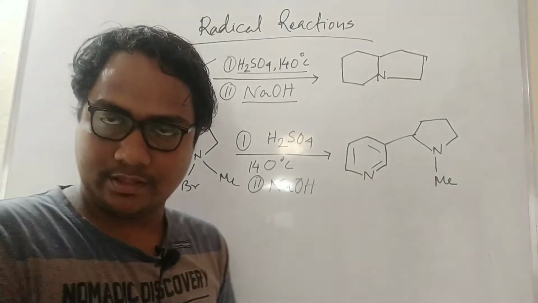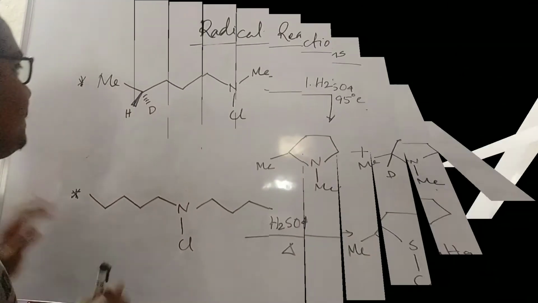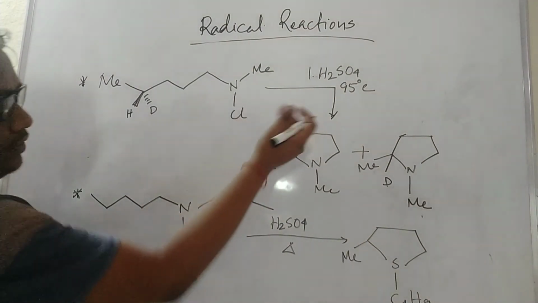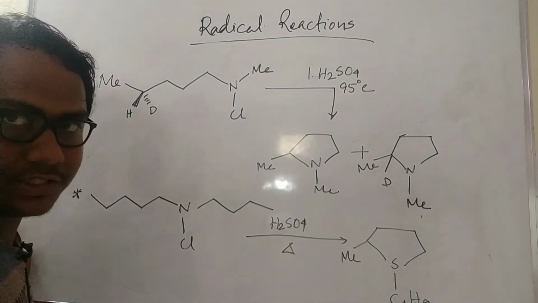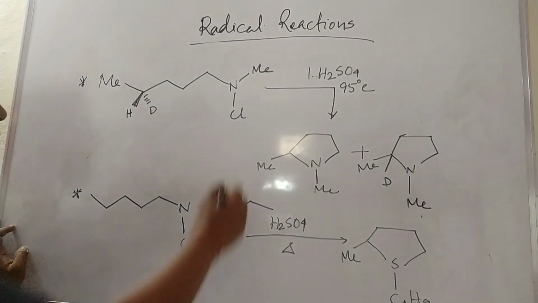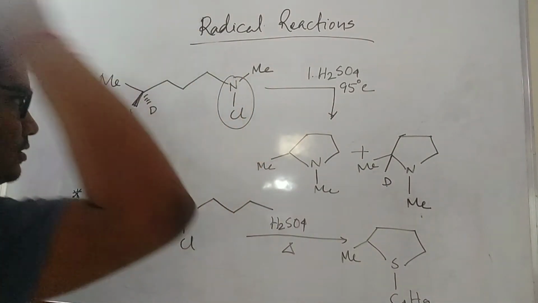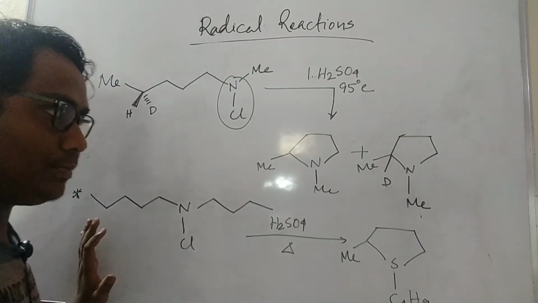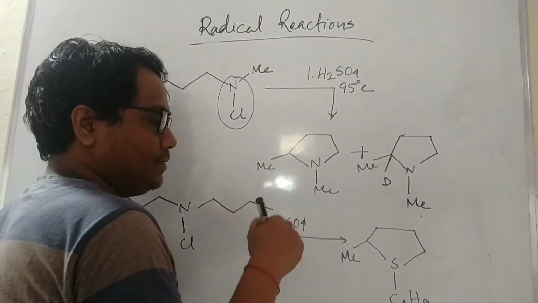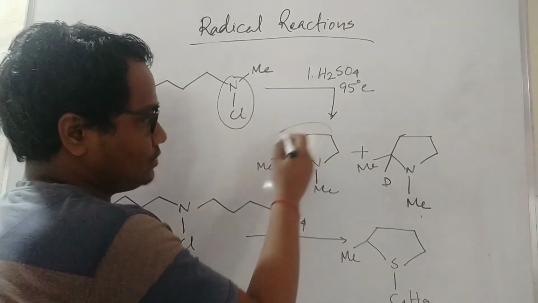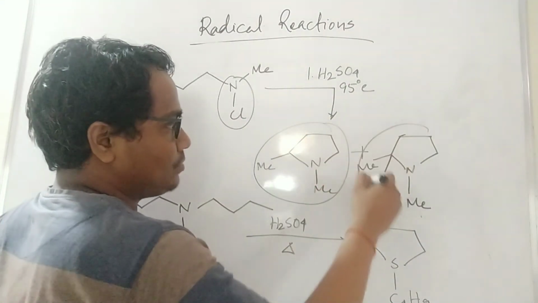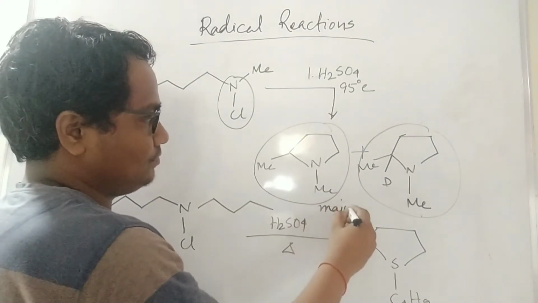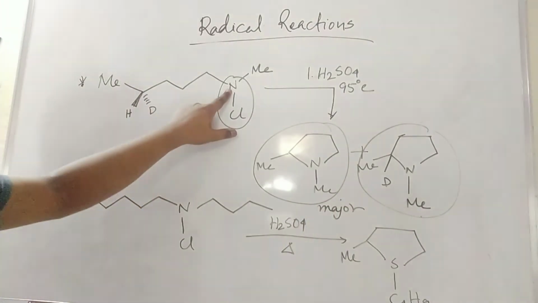Now I will go to another most important example. See, here I choose this material, and H2SO4 at 95 degrees, which means this is the Barton condition. Every time you remember, because the NCl motif is like that. So do the mechanism your own way, and check what will come, like previously. Two products will form. So what will be the major product? The major product is this one, because N is there.